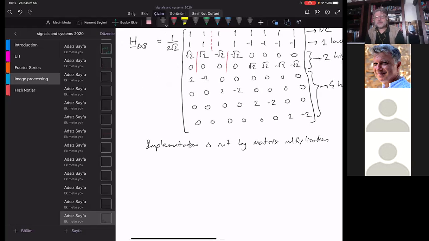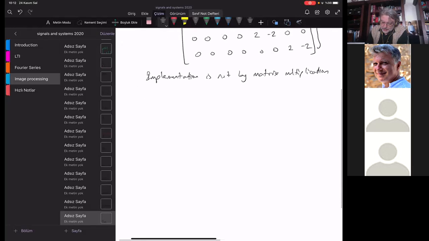The Haar transform is implemented by something called a filter bank. It's like this. We have an input, x. We filter x with h0 and downsample, and h1 and downsample, for a 2x2 transform.